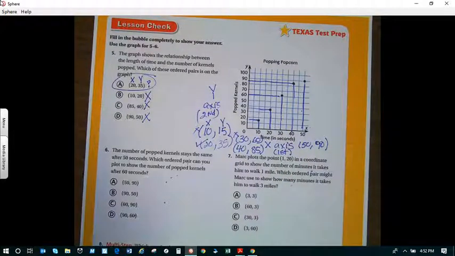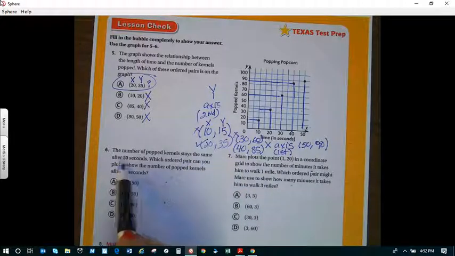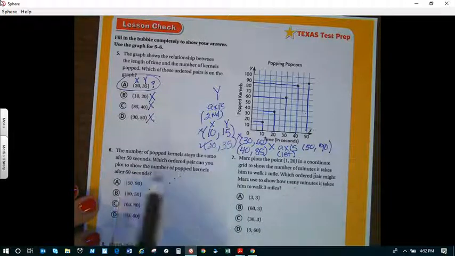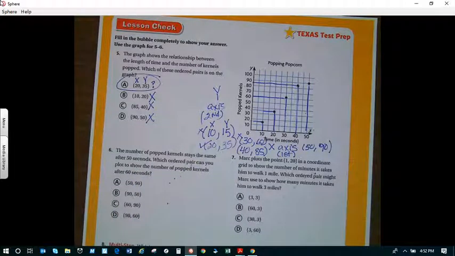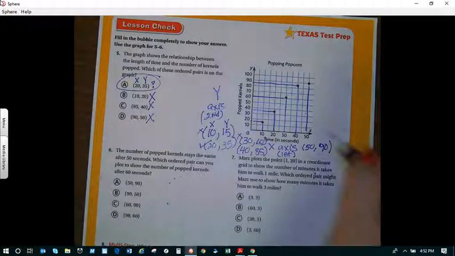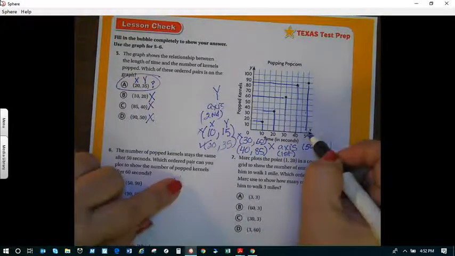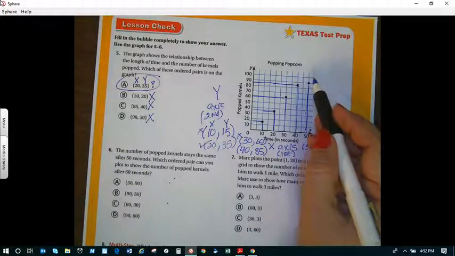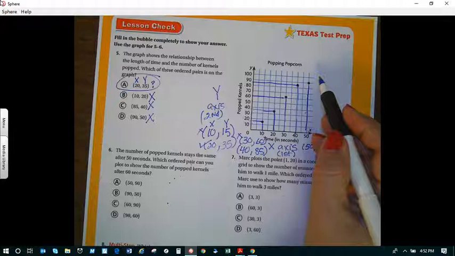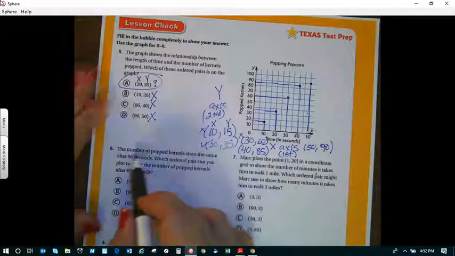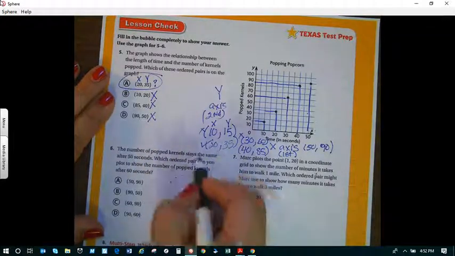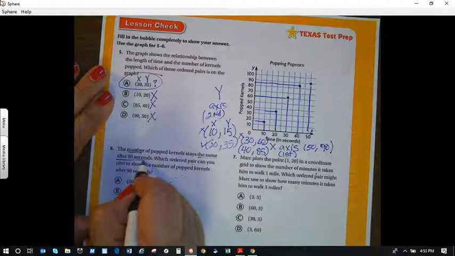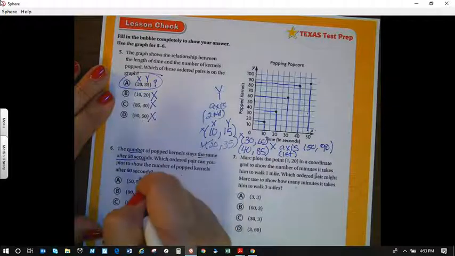Number 6, the number of popped kernels stays the same after 50 seconds. Which ordered pair can you plot to show the number of popped kernels after 60 seconds? All right, so we said that after 50 seconds, it was at 90. And we said that the number of popped kernels stays the same. Remember, this is going to be popped kernels.